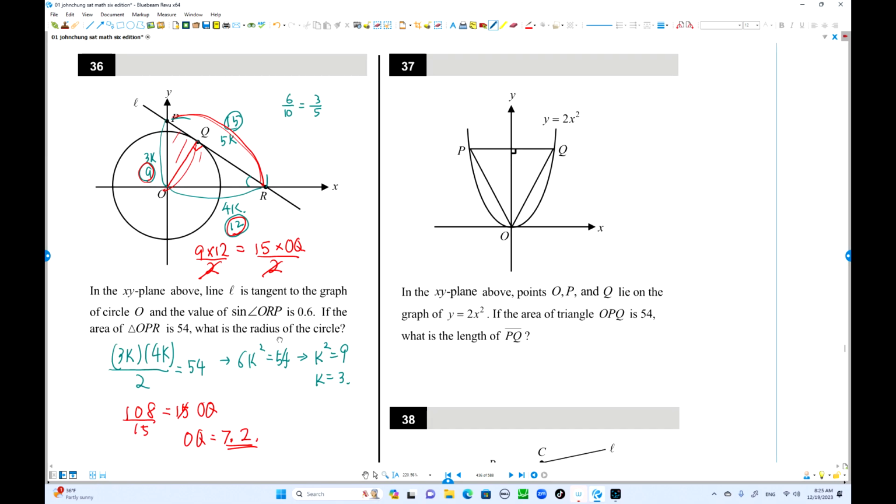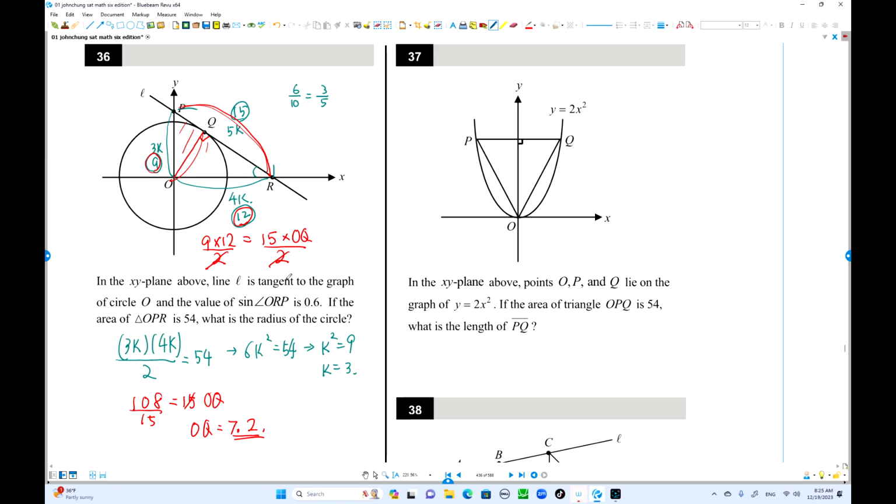Here is number 37. The graph is y equals 2x squared, and the area of the triangle is 54. What is the length of PQ here? We need to find these two side lengths. Because this is a quadratic, it is always symmetric about x equals 0, right? So to the right, I'm going to take this as a. Where is the height? 2a squared, isn't it?